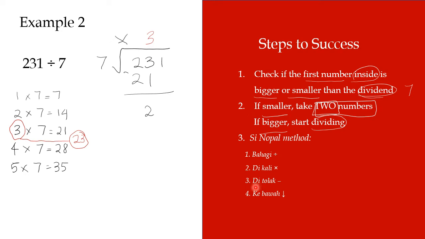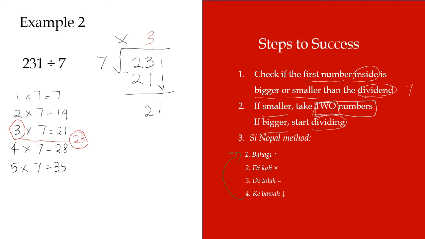So what is step 4? Step 4 is ke bawah. So are there any more numbers that you can bring down? Yes, there is, which is number 1. So you can bring this down. It becomes 21. Now that's the end of this step. Then as usual, you need to repeat from the start because there are still numbers right here.